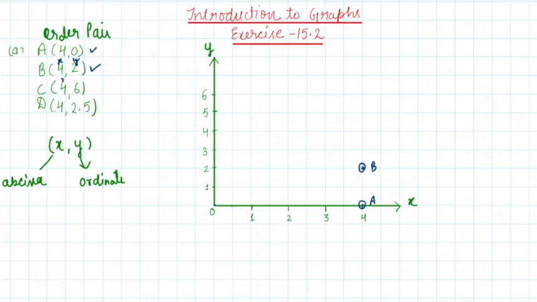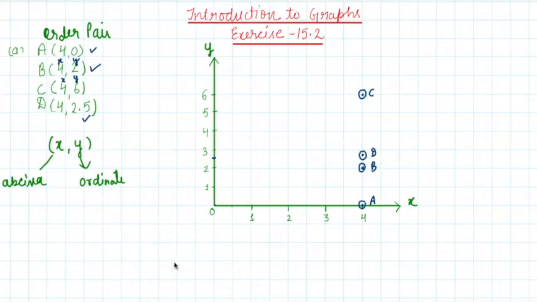Now again see, this is x, this is y. So x is again 4 here and your y is given as 6. So if you go here, this is going to be your C point, right? Because x is again 4 and y is 6. So in parallel they are meeting at this point, which is your C ordered pair. Now D: the value of x is again 4 here but y is given as 2.5, right? 2.5 will be in the middle of 2 and 3. So this is going to be your D point.